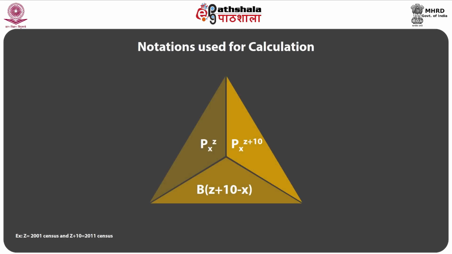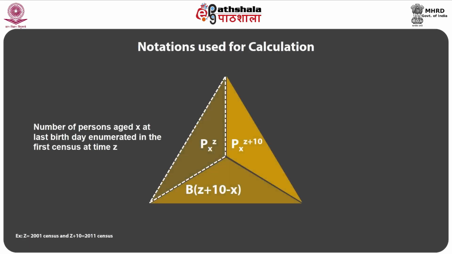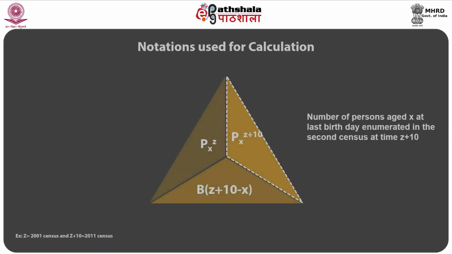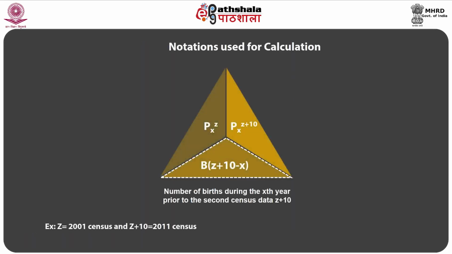Notations used for calculation. P_x^Z: number of persons aged x at last birthday enumerated in the first census at time Z. P_x^(Z+10): number of persons aged x at last birthday enumerated in the second census at time Z+10. B^(Z+10-x): number of births during the xth year prior to the second census date, Z+10. Example: Z equals the 2001 census and Z+10 equals the 2011 census.